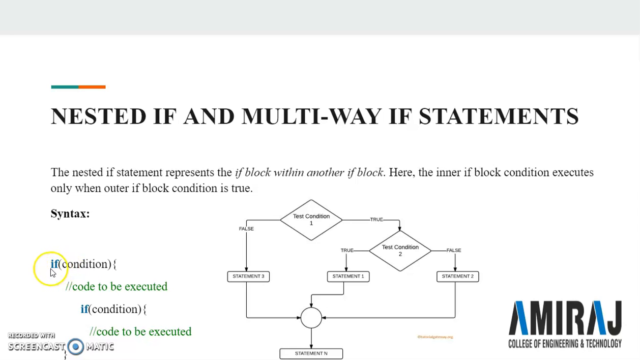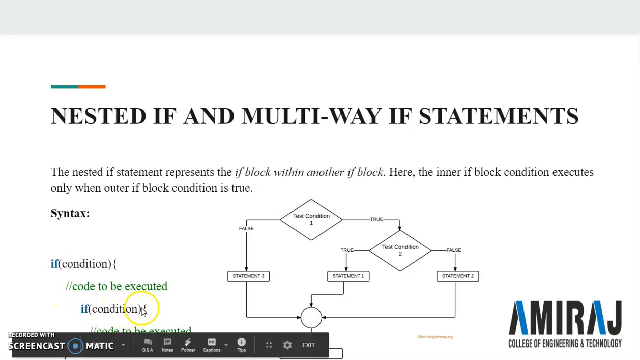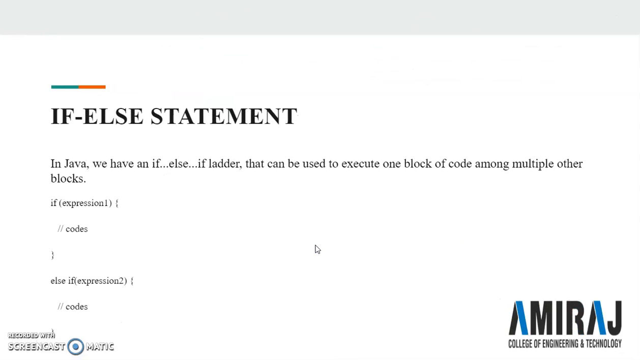See the syntax. If this first condition, the outer block condition, is true, then and only then this inner if condition will execute. If within the if. So this is the syntax of nested if, and this is the flowchart of nested if.